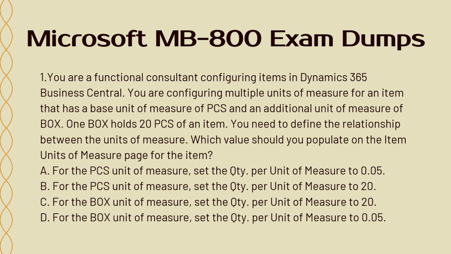A. For the PCs unit of measure, set the Qty. per Unit of Measure to 0.05. B. For the PCs unit of measure, set the Qty. per Unit of Measure to 20. C. For the box unit of measure, set the Qty. per Unit of Measure to 20. D. For the box unit of measure, set the Qty. per Unit of Measure to 0.05.